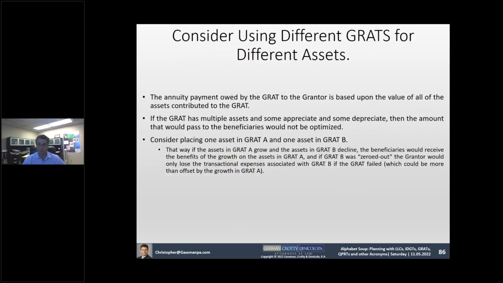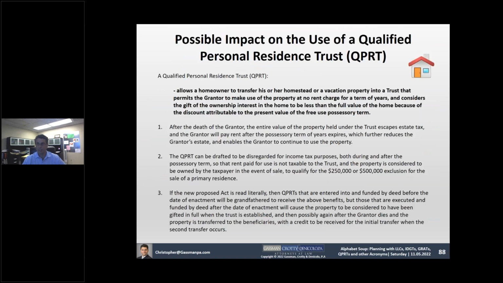All right, so I'm going to skip through the rest of the GRAT talk and talk about a relative of the GRAT, which is the QPERT, and that's the Qualified Personal Residence Trust. It's another acronym we commonly see thrown around. And a QPERT is kind of like a GRAT.